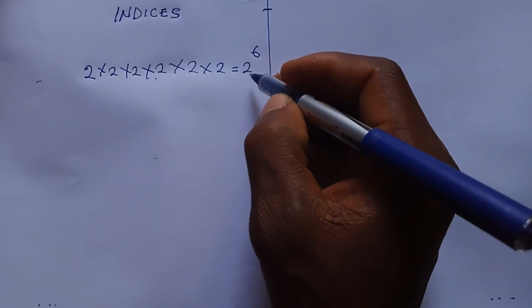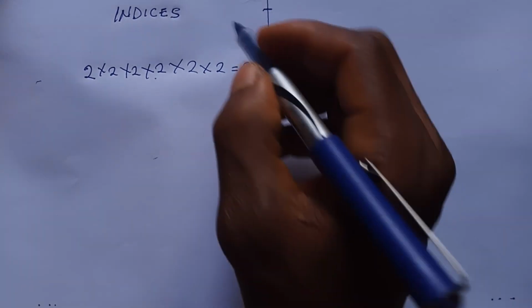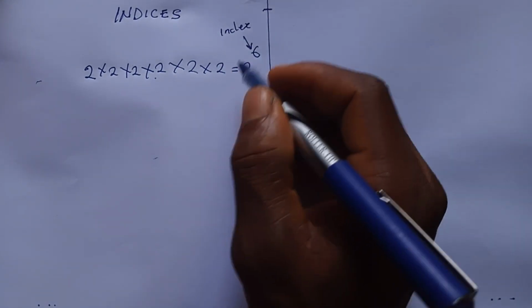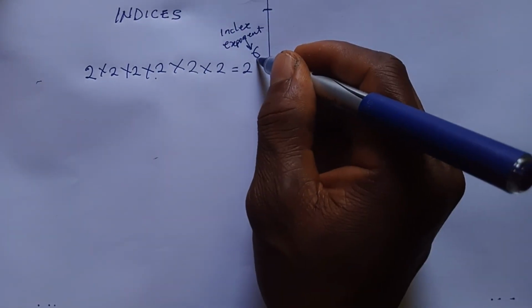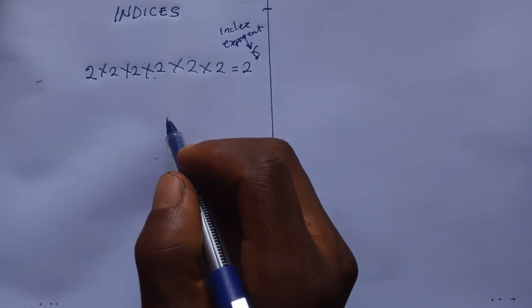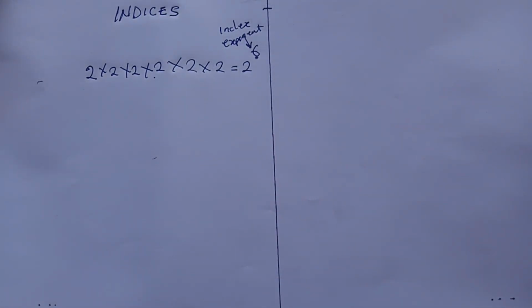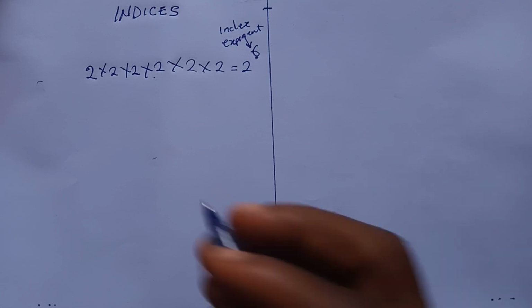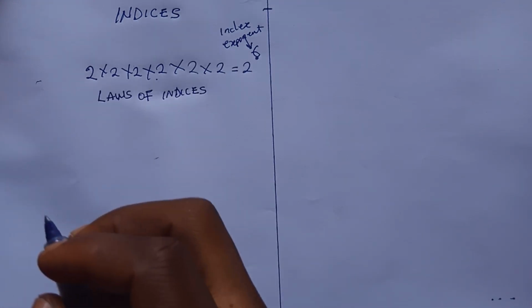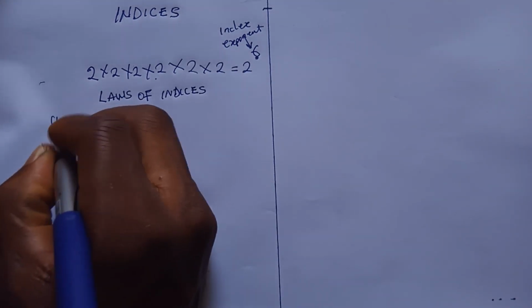And in this aspect, this 6 here is the index, or you call it the exponent. That is the power. So indices deals with the study of numbers with their exponents or powers. And to study these numbers, there are some rules that we must follow whenever numbers are raised to a power or an exponent. So that takes us to the laws of indices, and in the laws of indices, we shall be talking about the following.